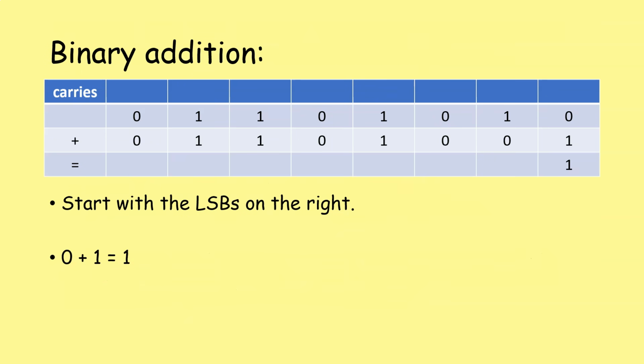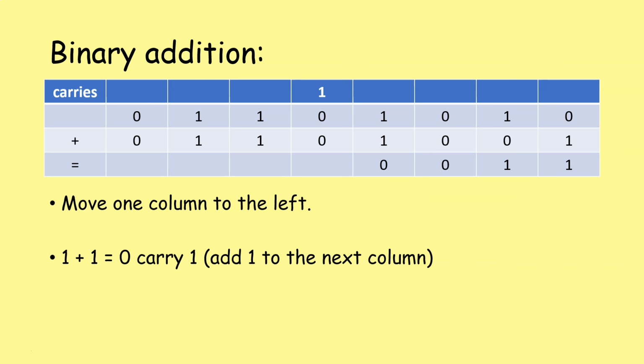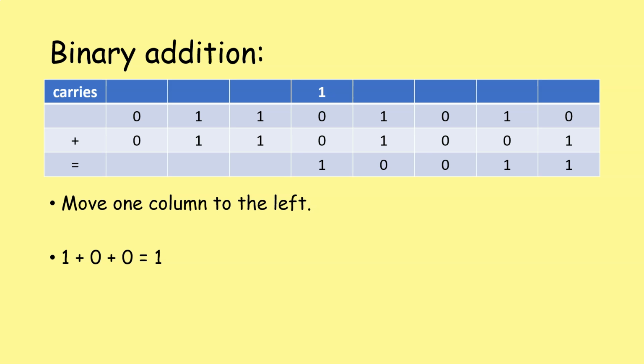Alright, I've got two numbers, 011011010 plus 011010001. We're going to start with the least significant bits on the right hand side, and we have 0 plus 1 is 1. Next column, 1 plus 0 is 1. 0 plus 0 is 0. 1 plus 1 is 0. Carry 1 to the next column. So you can see we've got the 0 and we've got 1 on the next column. 1 plus 0 is 1. Nice and easy. Move along to the next column.